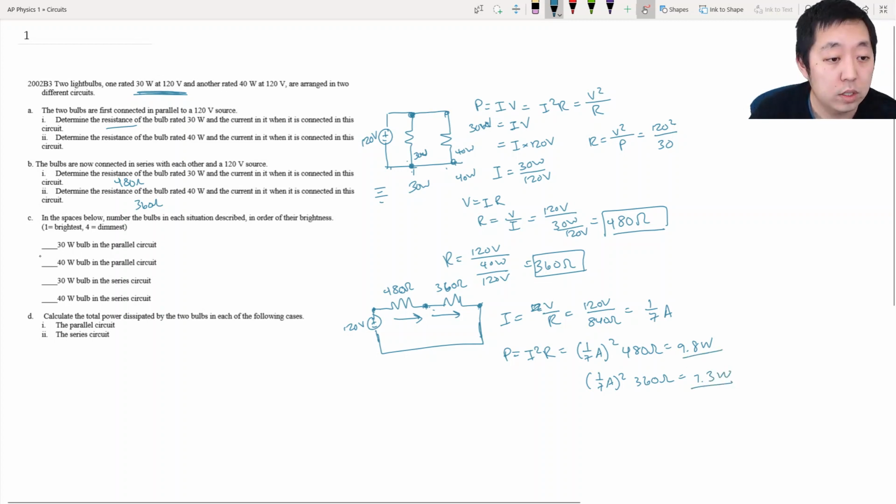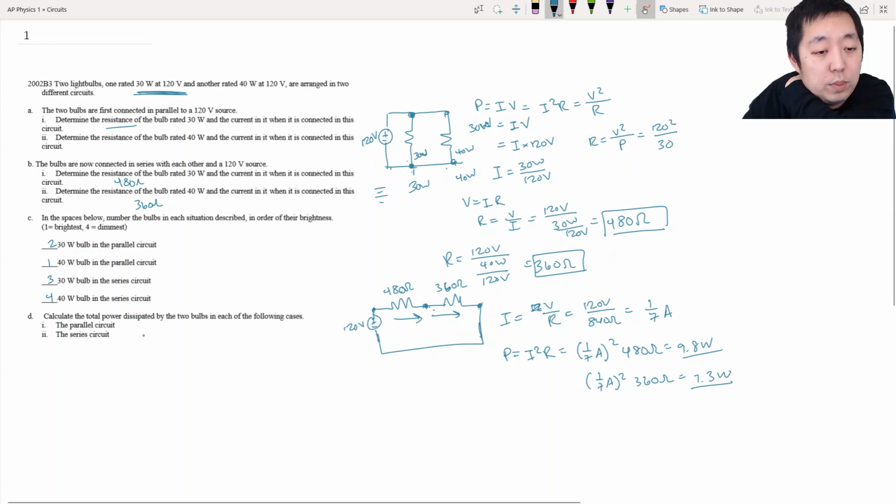Okay. So in order of brightest, more power is basically brighter. So this is the brightest. This is the next brightest. Then the series circuit, the 30 watt one is brighter. Yeah, this is 3 and this is 4. Okay.